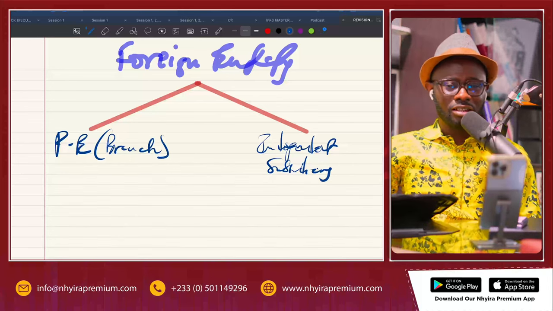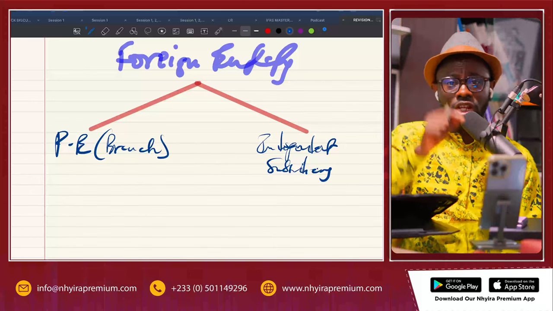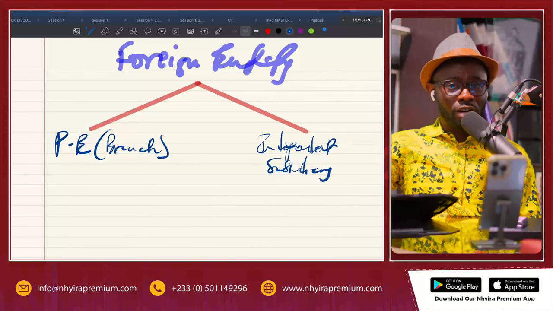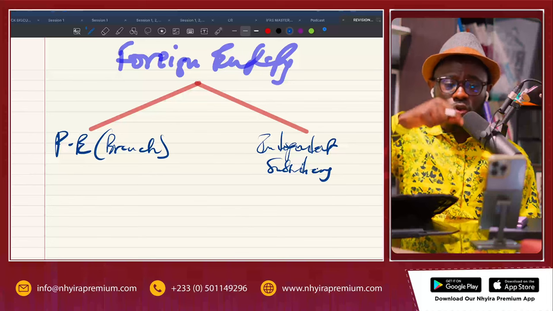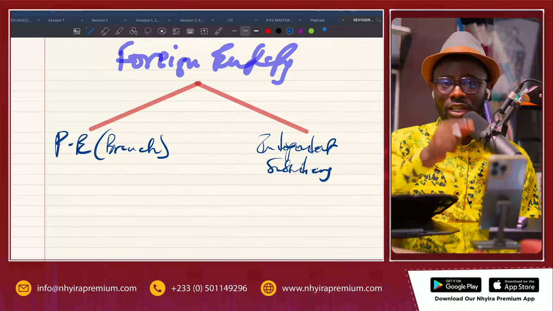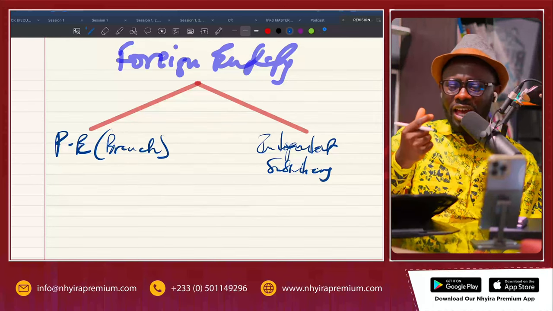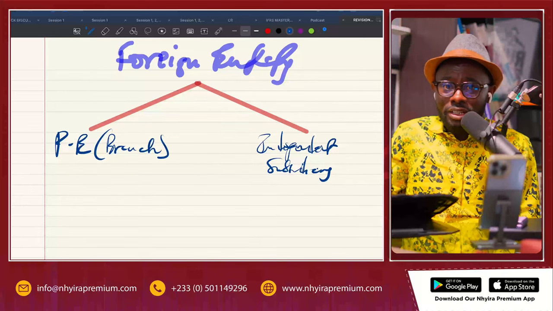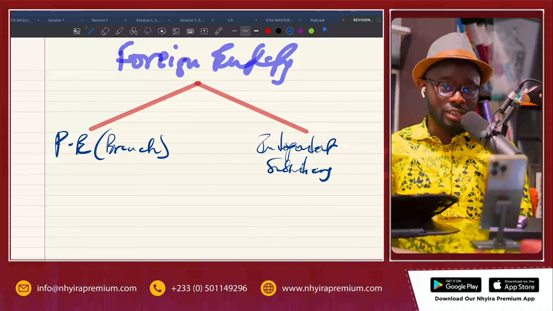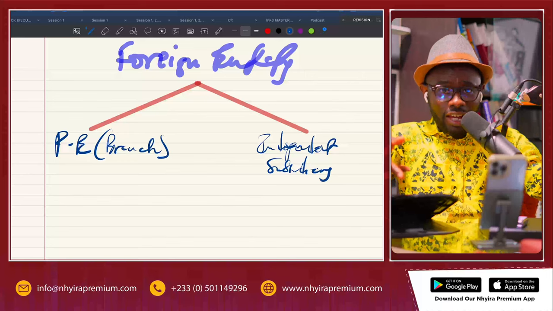It's a one-liner, 3 marks question the examiner can ask you: the difference between trading in Ghana and trading with Ghana. The difference is that in trading in Ghana, the foreign company has a presence here, so they are doing some activities here, and the income they generate will be subject to tax in Ghana. But in trading with Ghana, they don't have any presence in Ghana, so we can't tax them.